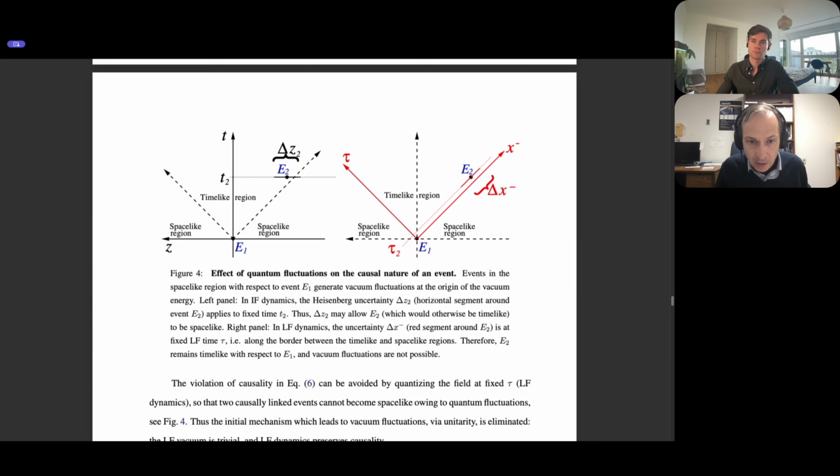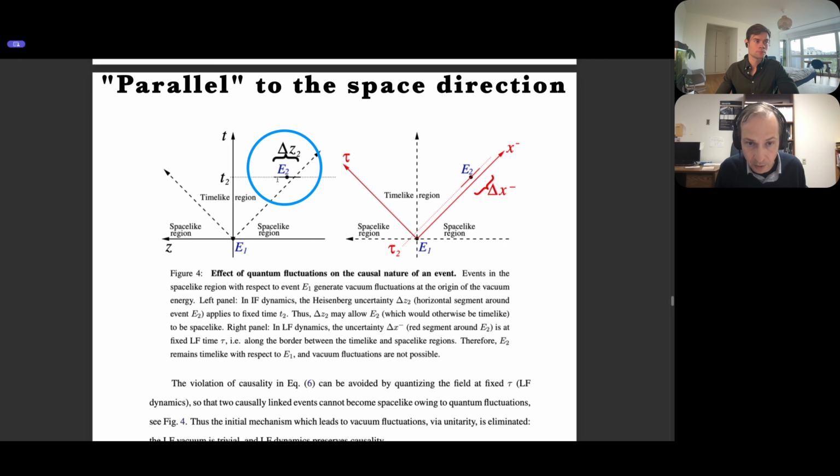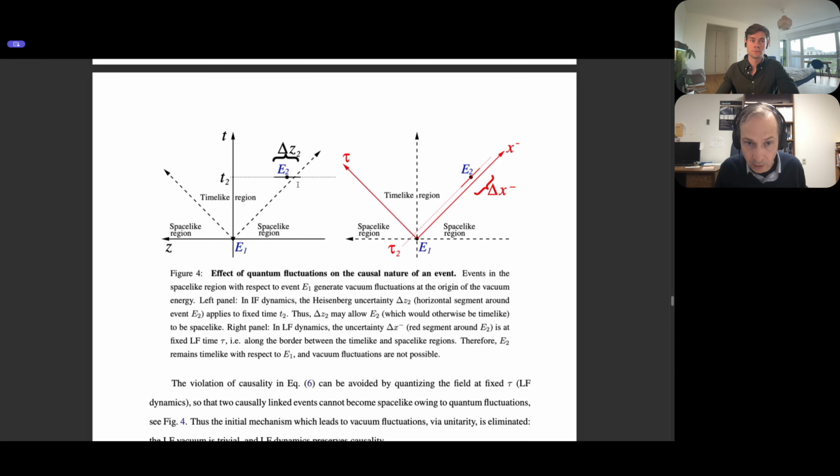And in the standard method, the uncertainty on space would happen at fixed Galilean time. So you see the time is here. So fixed time is a line perpendicular to the time direction, and that's where you would have your uncertainty in position. So the uncertainty here is this delta z. Delta z, exactly. If you quantize following the light front time, your delta, here it's called delta x because our space is called x just for historical reasons. But your uncertainty now will be slanted at 45 degrees.